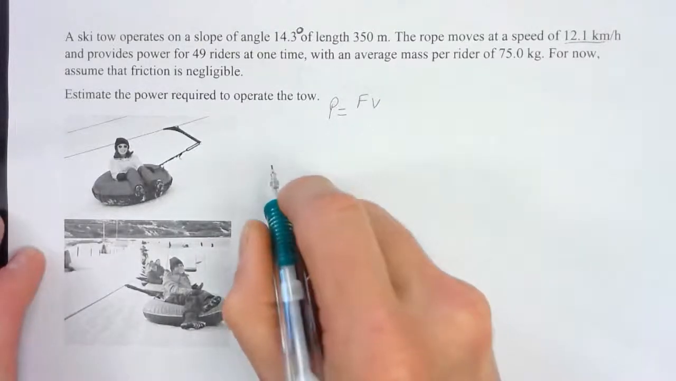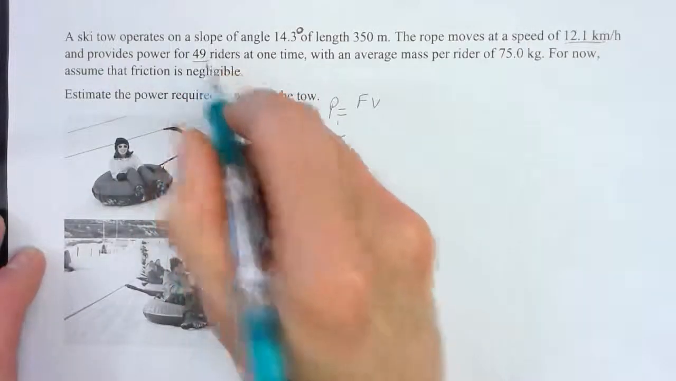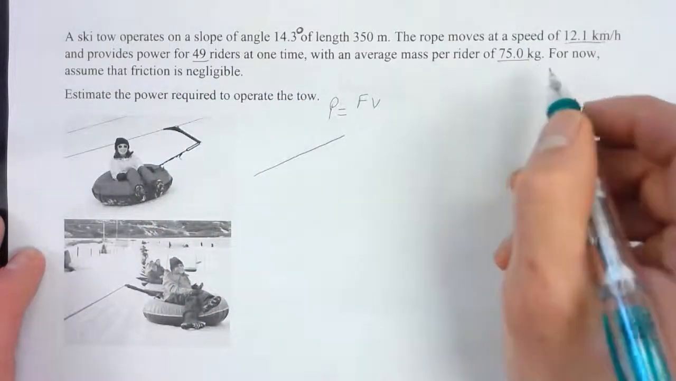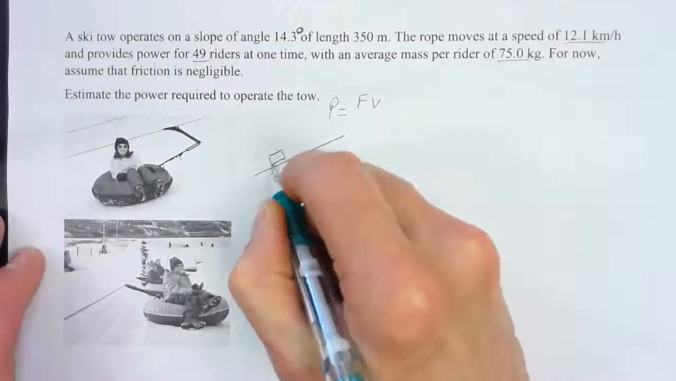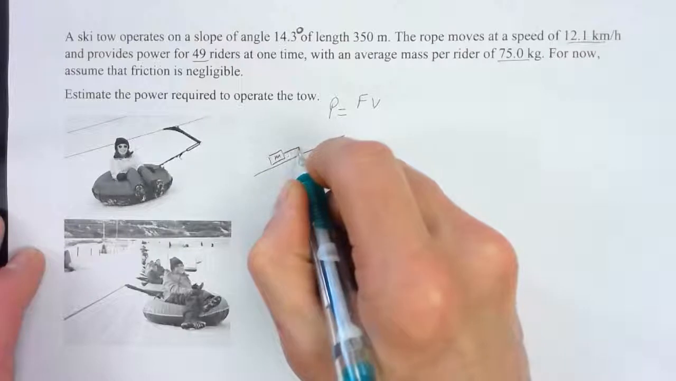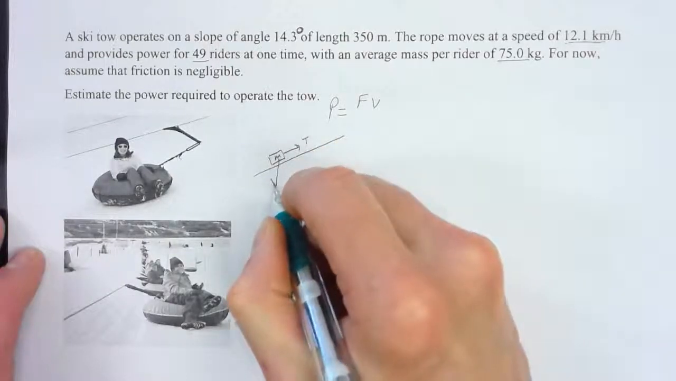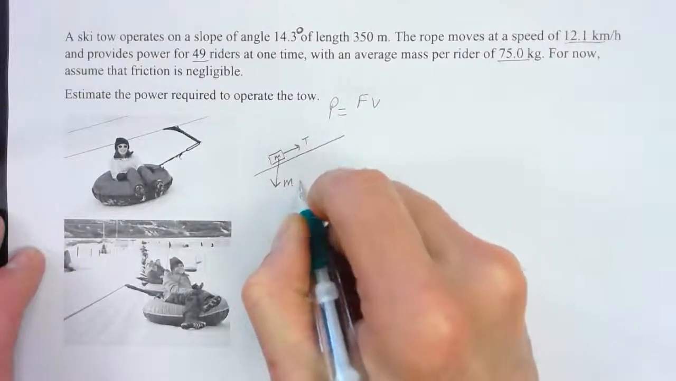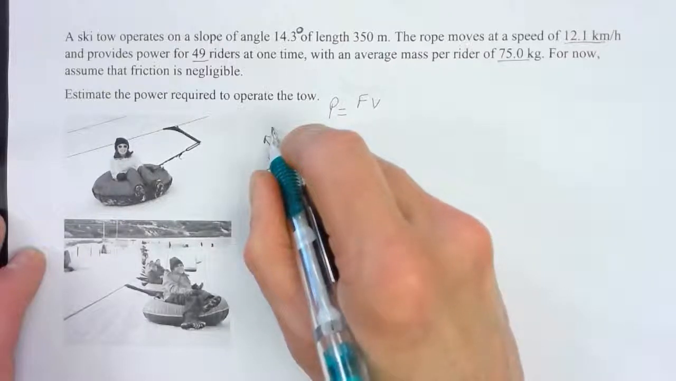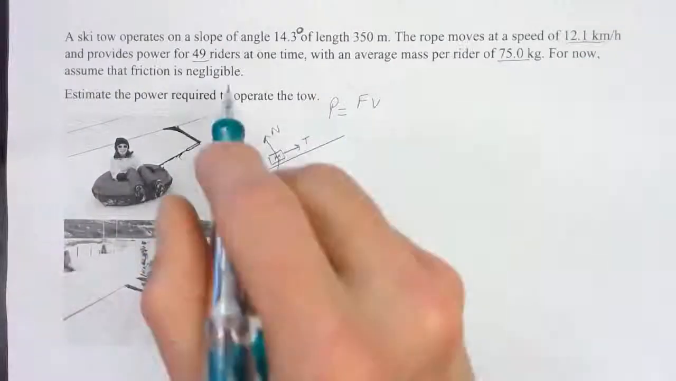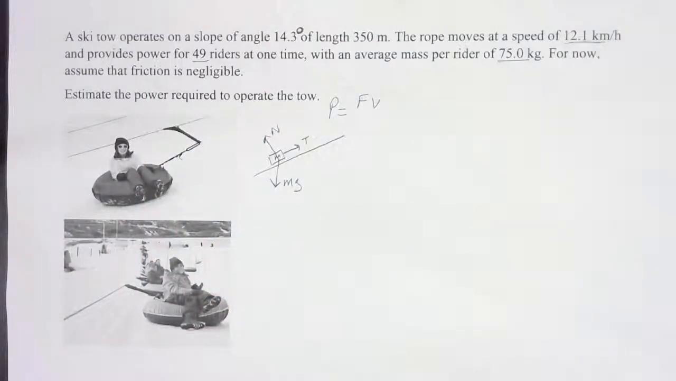So let's draw a free body diagram. Now it says there's 49 riders, average mass of 75. I'm just going to treat them as one person with all that mass. There's a tension from the tow rope up the ramp. There's gravity straight down. There's a normal force perpendicular. Now it says we're going to say friction's negligible, so we don't have to worry about any friction in this case.